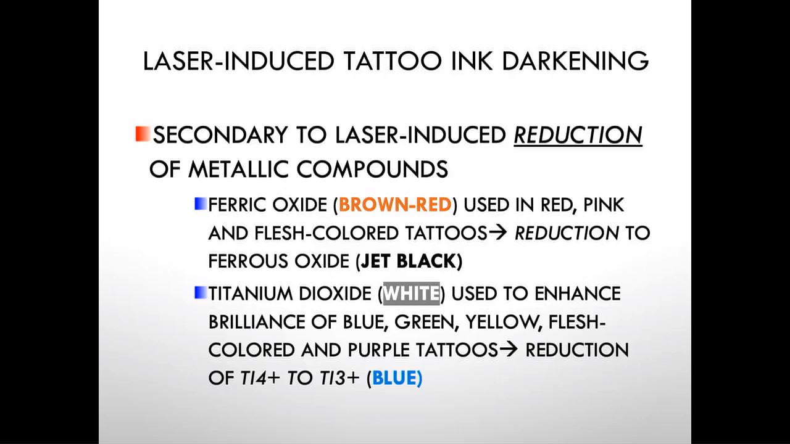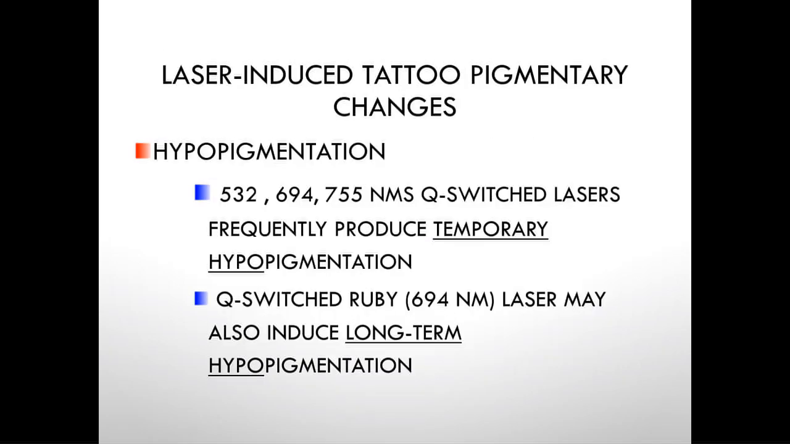So, for example, ferric oxide, which is brown-red in color, used in multiple red and pink and flesh-colored tattoos, can be reduced to ferrous oxide, and the color will be jet black. And titanium dioxide, which is the white color used to enhance the brilliance of multiple pigments, can be reduced to a blue color. So you need to be careful.